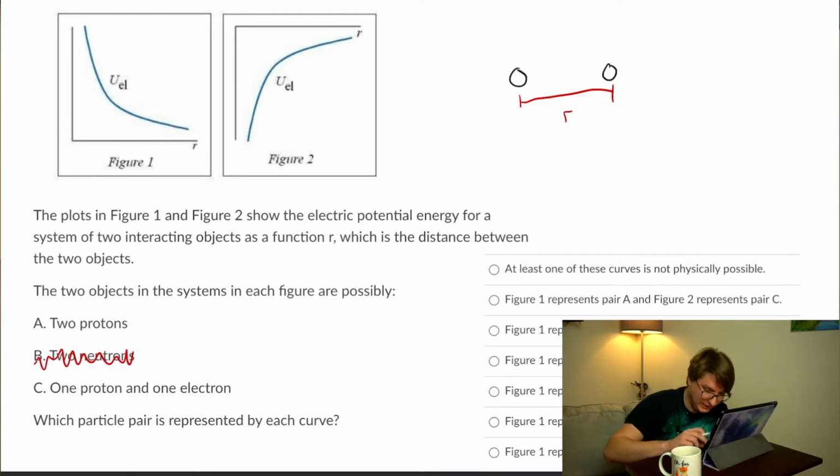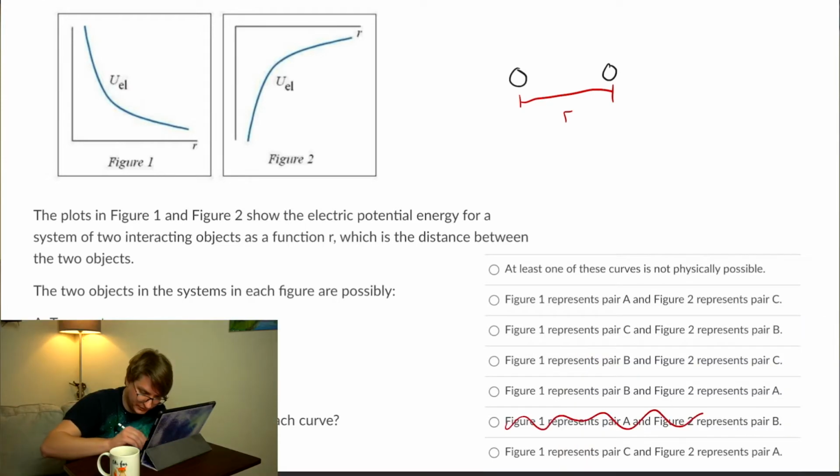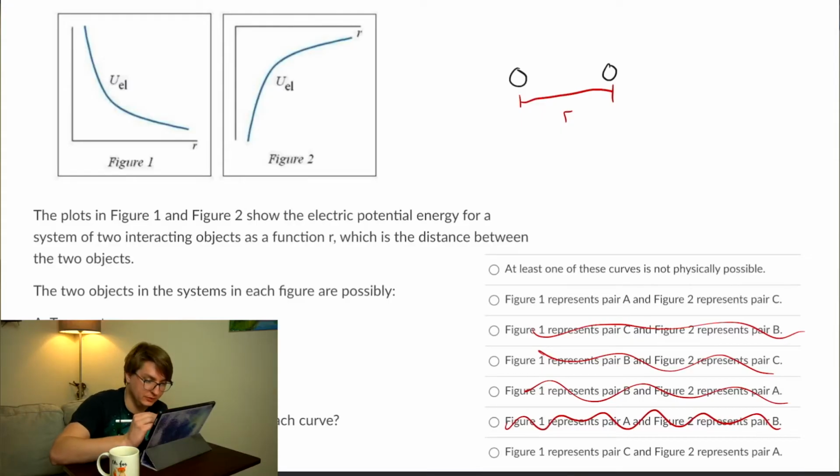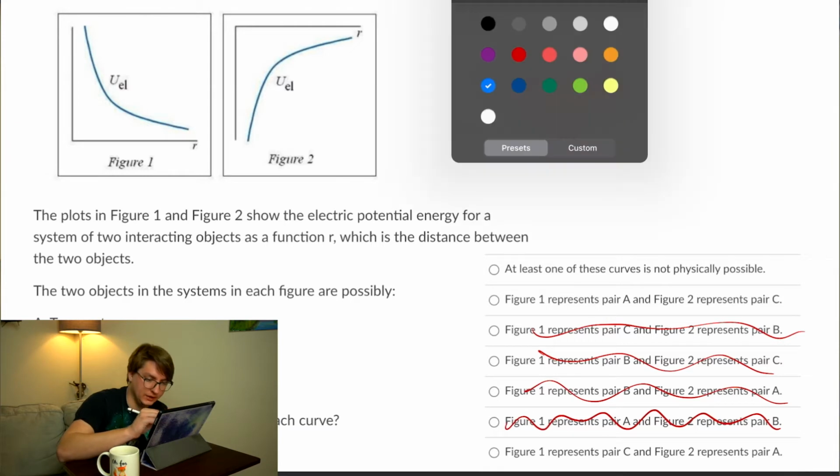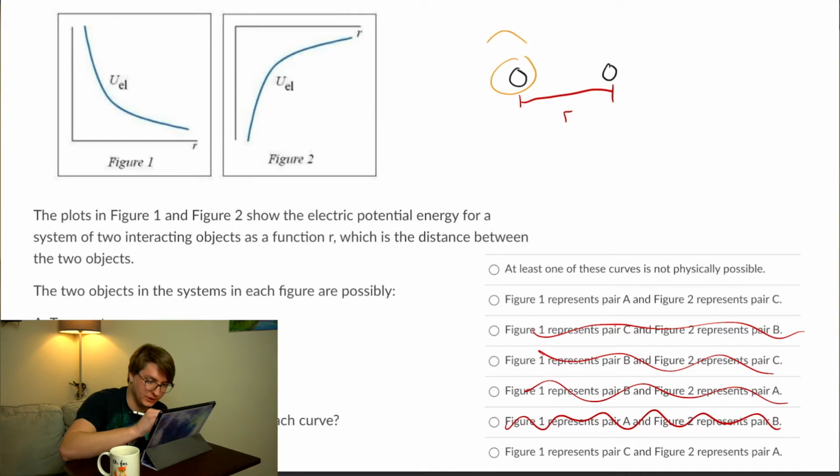So any of them that say B, take those out immediately. At least one of these curves is not physically possible, so we should think about that. What does the potential energy look like? We can think about one of them creating an electric potential and the other one sitting in it, and that's how we get electric potential energy.